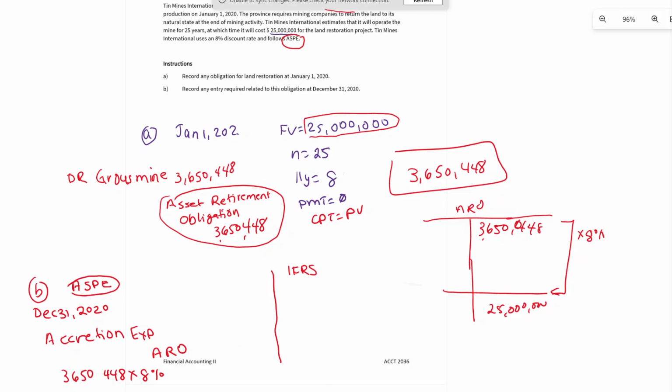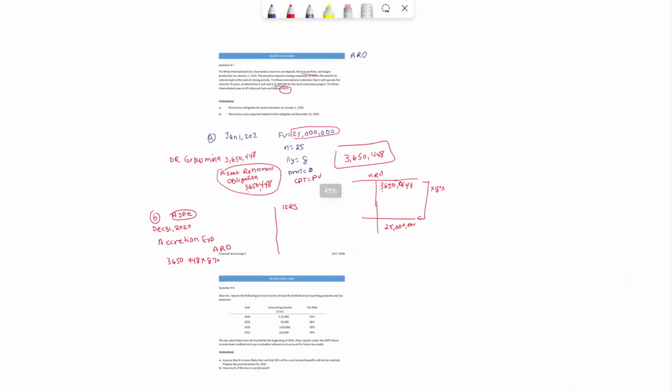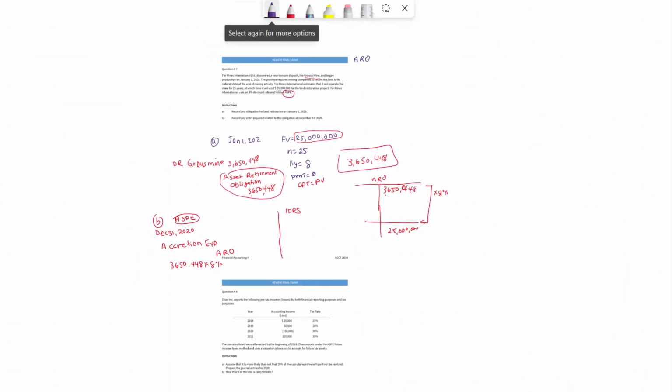Something happened to my pen. So all you have to do is multiply by the rate. My apologies. Take the 3,650,448, and we need to record the interest on it. I hope my pen comes back. Yes, it did come back. So it will be 292,036. That's the debit and the credit.